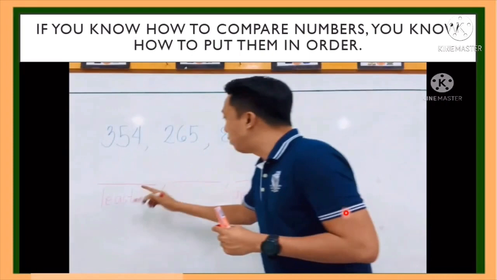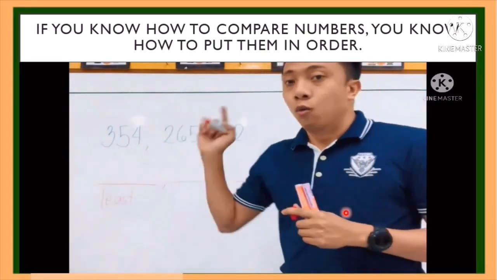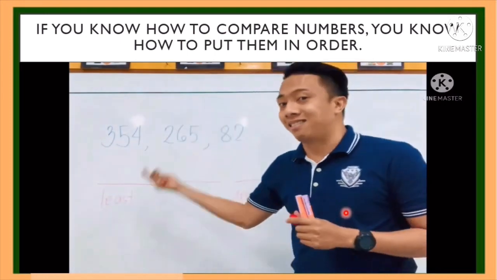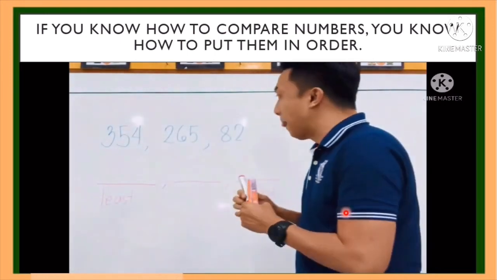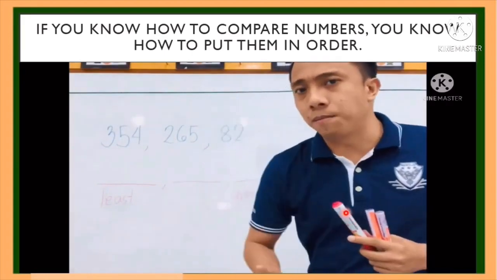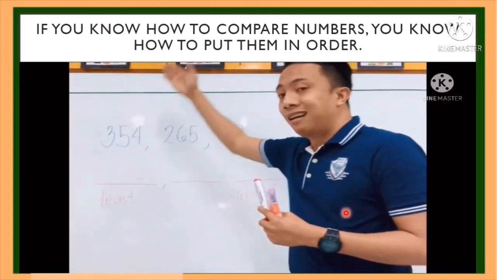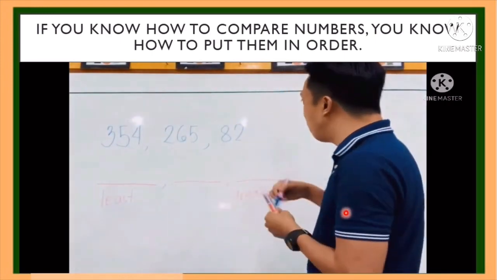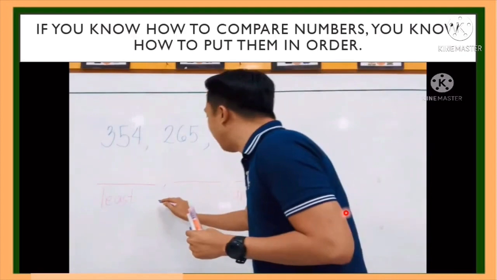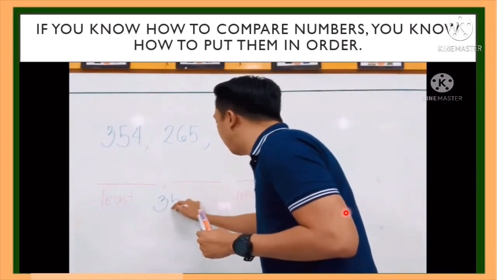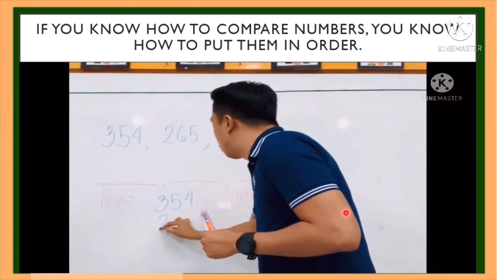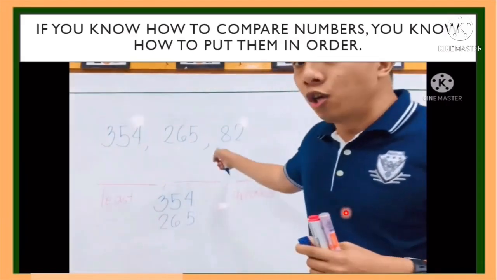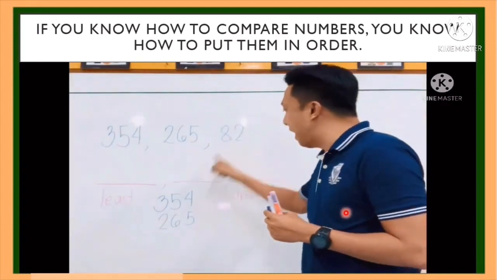Alright? So, we need to find first which among these 3 numbers is the least or the smallest. Okay? What is our first step in comparing numbers? We need to line them up. Correct? So we must line them up. I have here 3, 5, 4, 2, 6, 5. How about 82? How can we put 82 here?